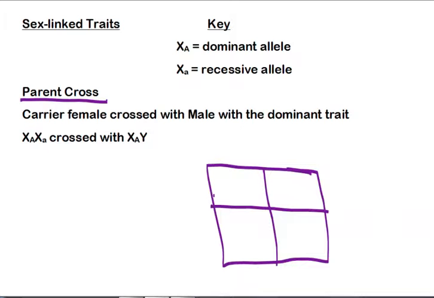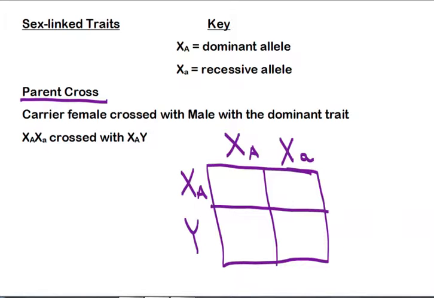You show the possible gametes the female can create, which would be eggs that carry the X chromosome with the dominant allele, or eggs that carry the X chromosome with the recessive allele. For the males, they're going to create gametes that either have the X chromosome with the dominant allele or gametes that carry the Y chromosome. This is where the difference is.